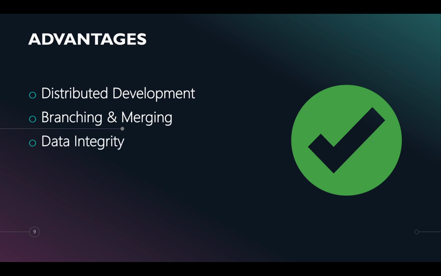Data integrity. Git is very resistant to corruption since it uses cryptographic hashes to guarantee the integrity of the data kept in the repository. History tracking. Git keeps a thorough history of all modifications, including who made them and when. This information is useful for troubleshooting and comprehending how the codebase has changed.